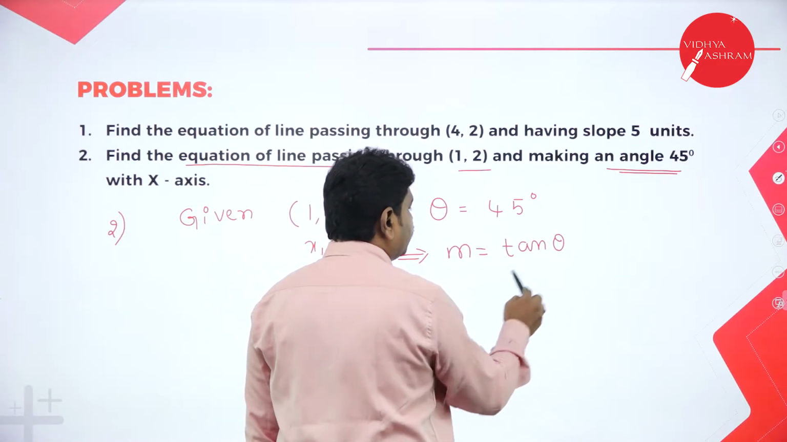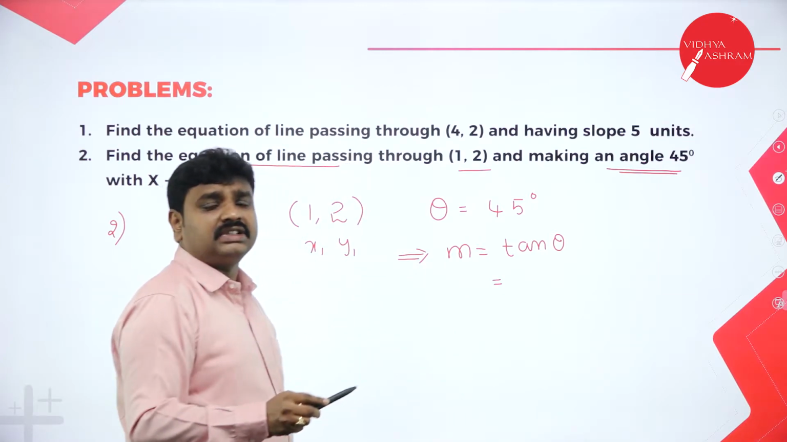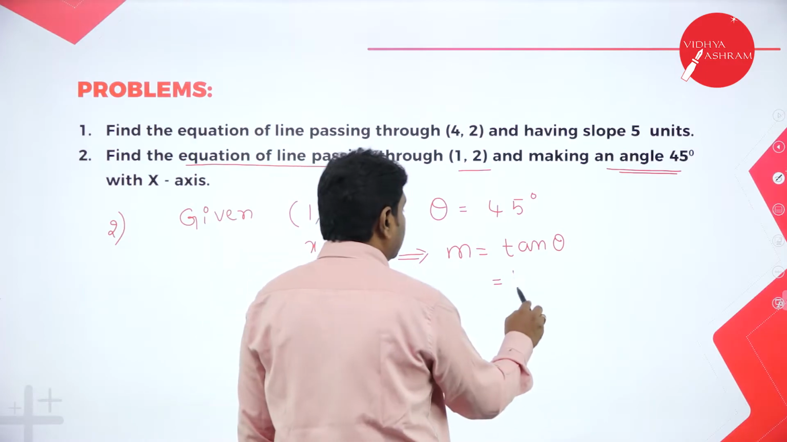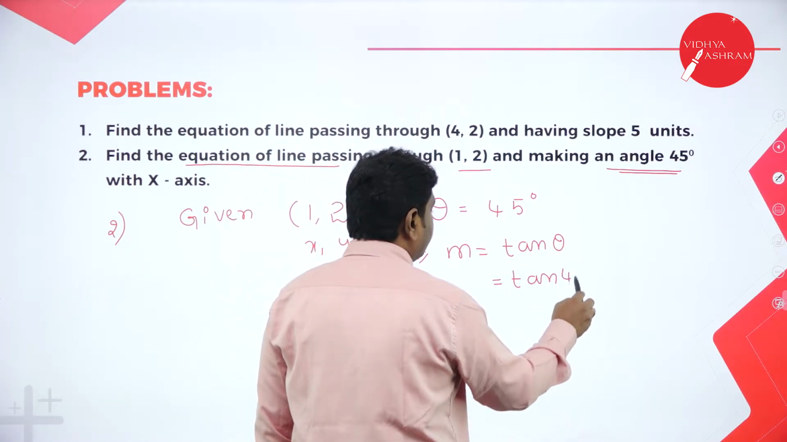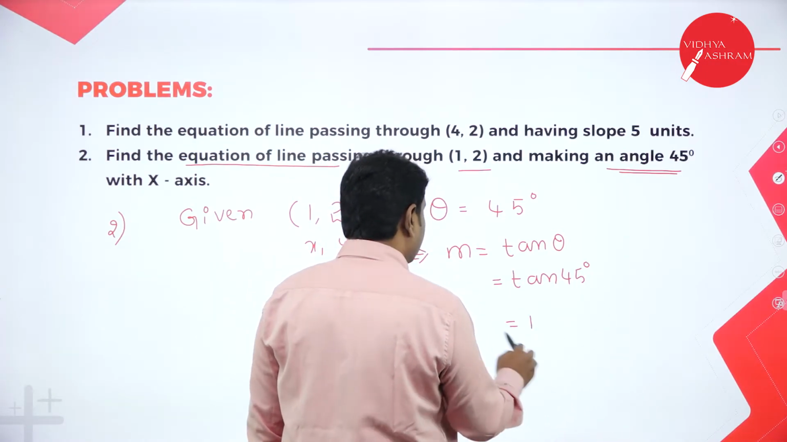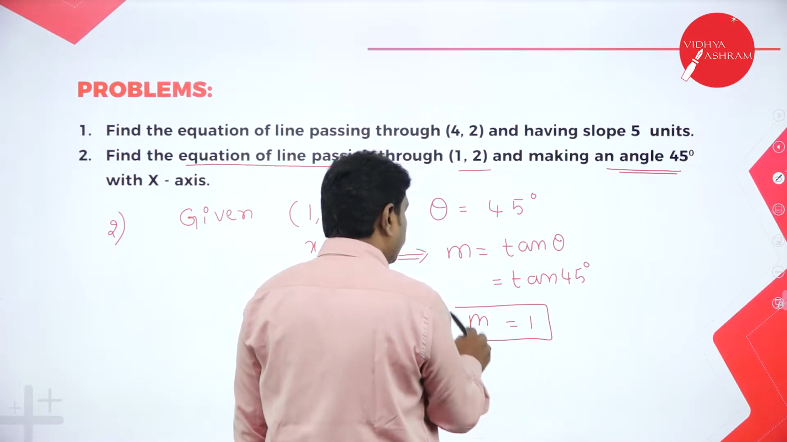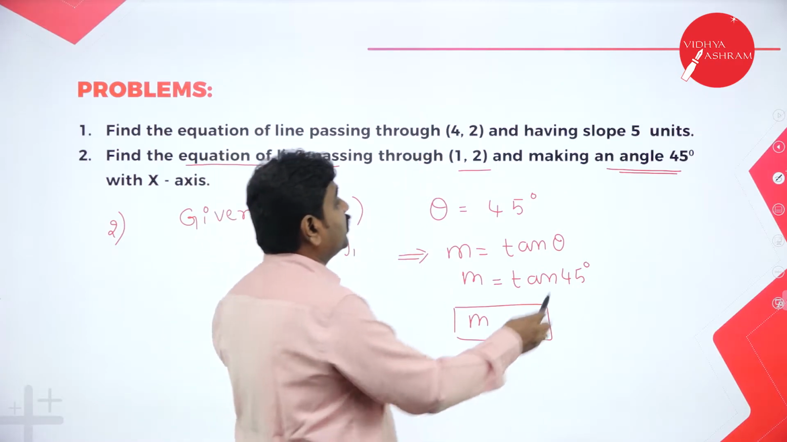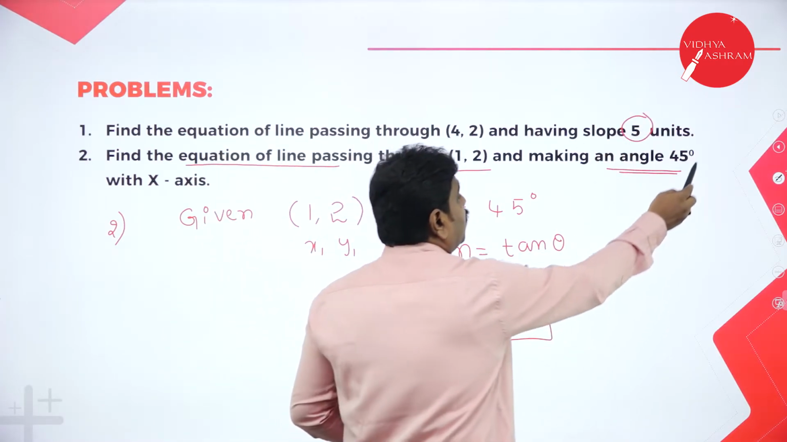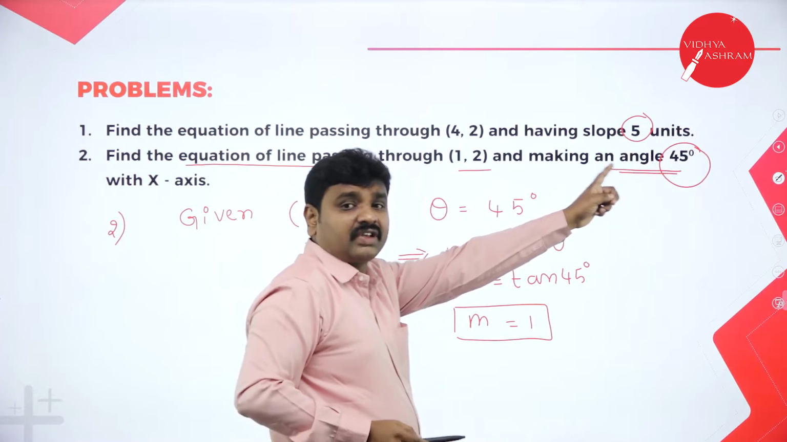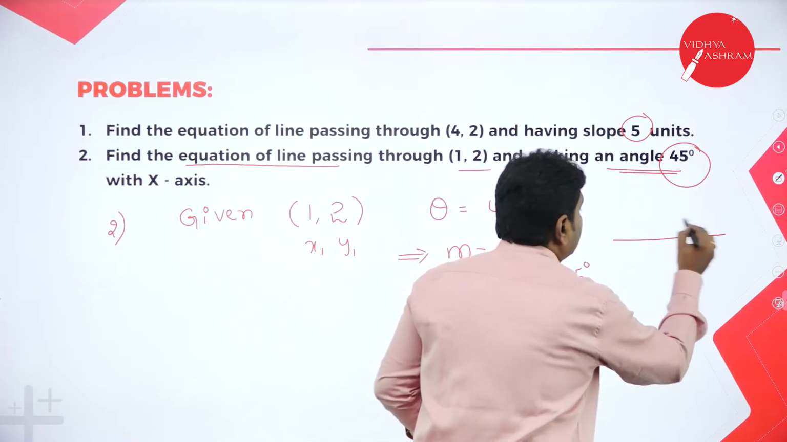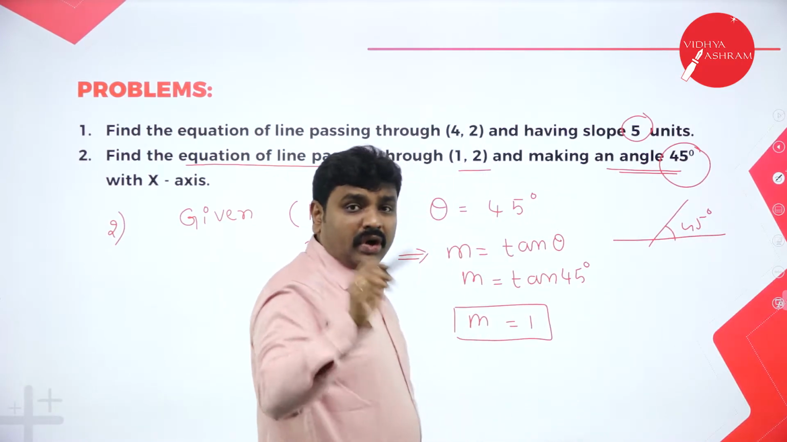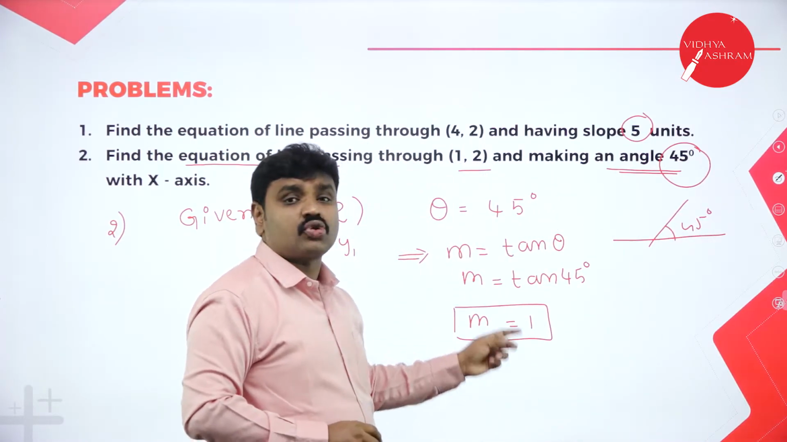All of you know the definition of slope. What is the slope of a line? Tangent of the angle made by the line with x-axis. So tan 45 degrees. If you refer to the table, tan 45 degrees is what? 1. So indirectly they give slope 1. m you got. In the first problem they gave slope 5 units, but in the next problem they did not give slope. They gave a 45 degrees angle. So if you know the angle made by the line with x-axis, use the formula for slope. What is the formula for slope?